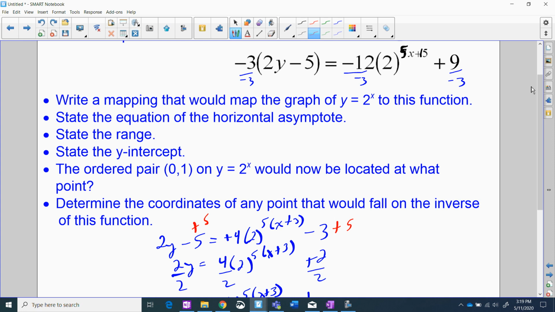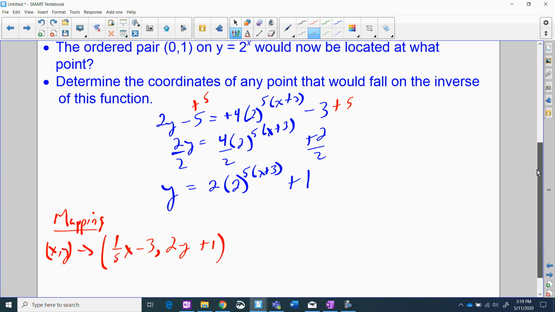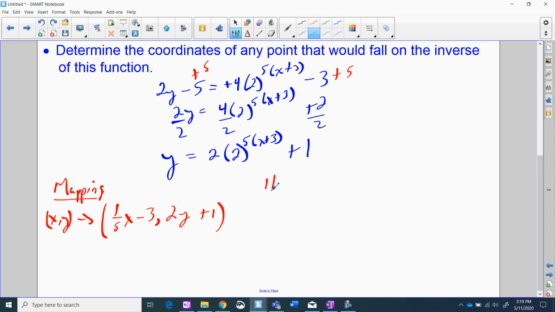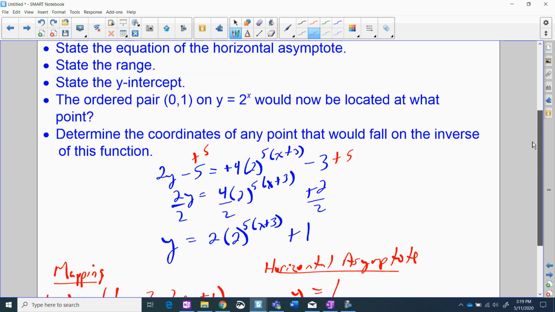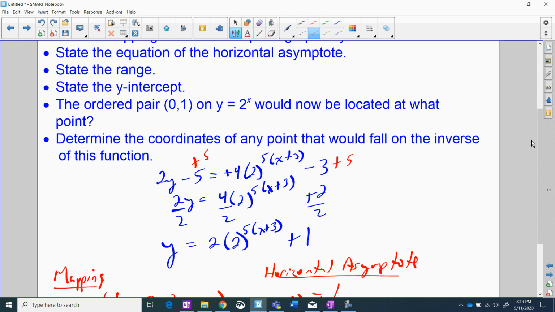State the equation of the horizontal asymptote. So the horizontal asymptote is always your vertical shift, wherever it has been moved to. So in this question, it is up 1, which puts your horizontal asymptote at the horizontal line y equals 1. That one's done.